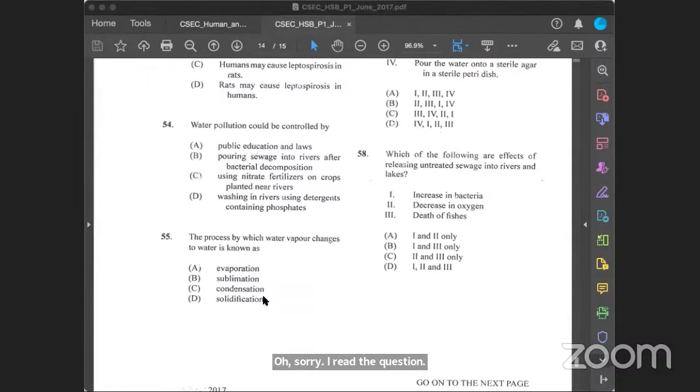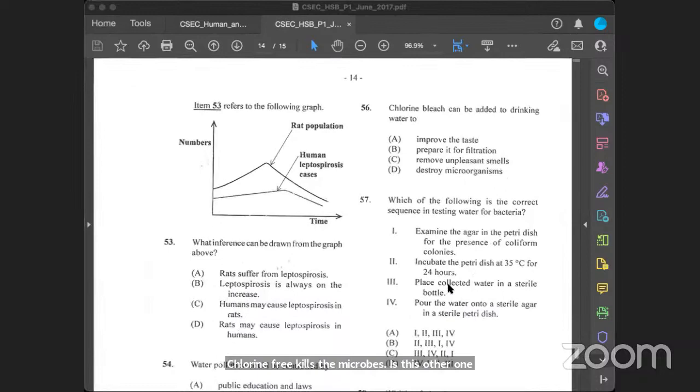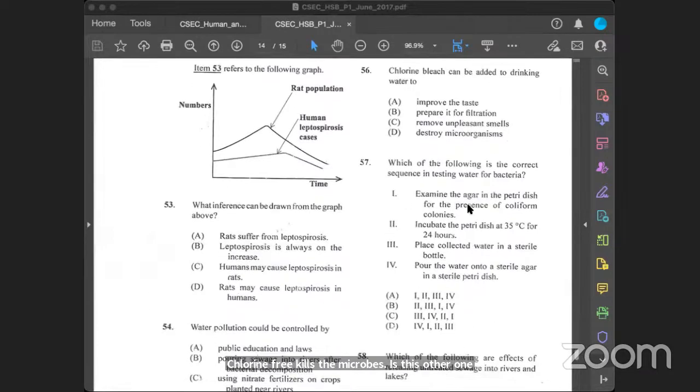55. The process by which water vapor changes to water is known as what? Condensation. C. 56. B. D, dog. Chlorine kills the microbes. D, dog. 57. Can we have somebody to go through this and give the answer quick? We did this one multiple times.